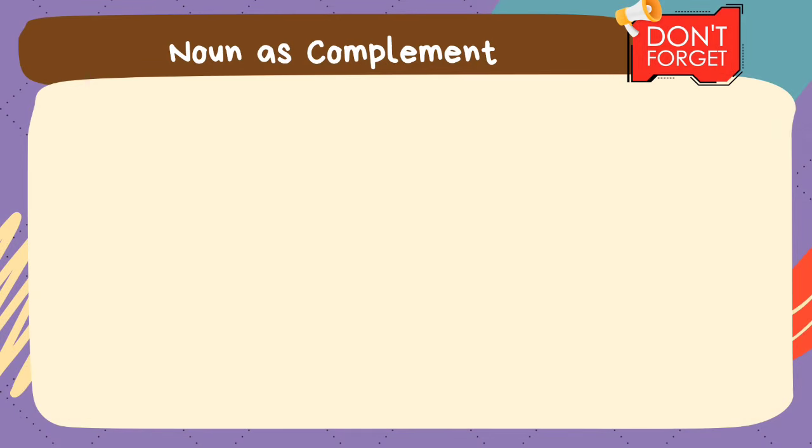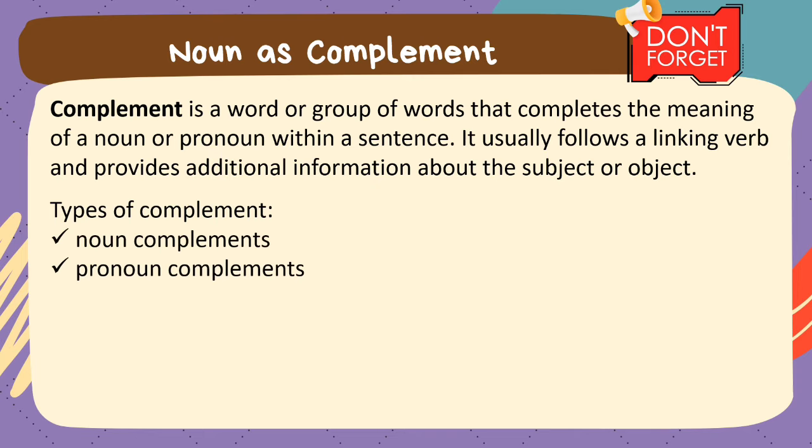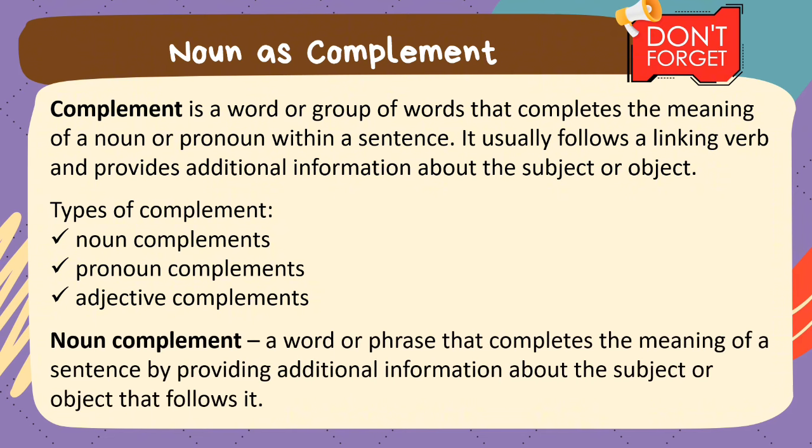Let us now proceed to the next topic. Noun as complement. A complement is a word or group of words that completes the meaning of a noun or pronoun within a sentence. It usually follows a linking verb and provides additional information about the subject or object. There are some types of complement: noun complements, pronoun complements, and adjective complements. But for this week, we are going to focus on noun complement.